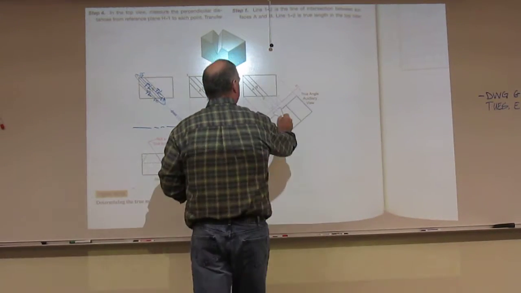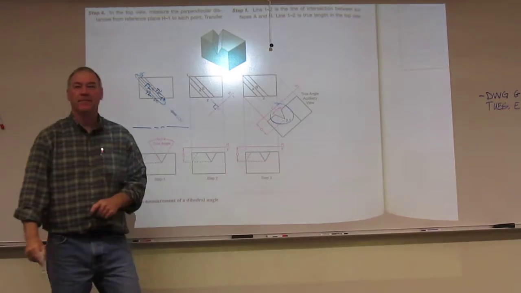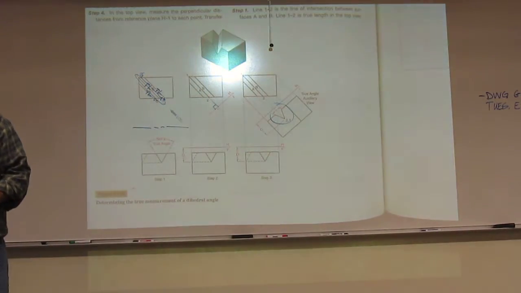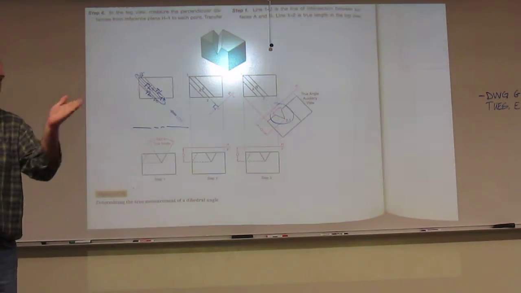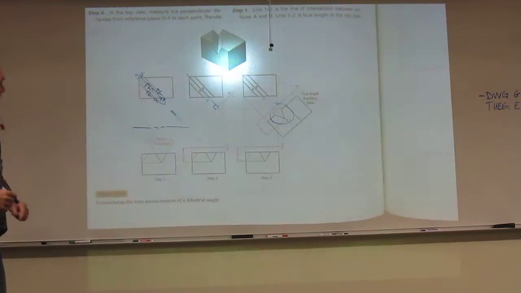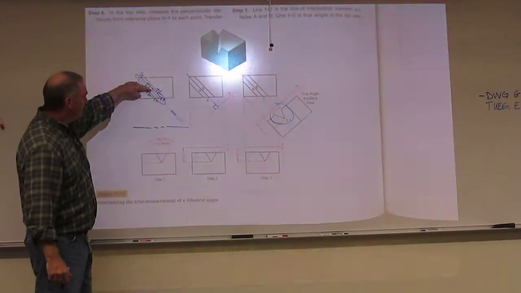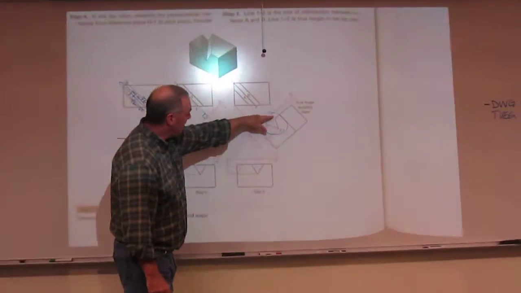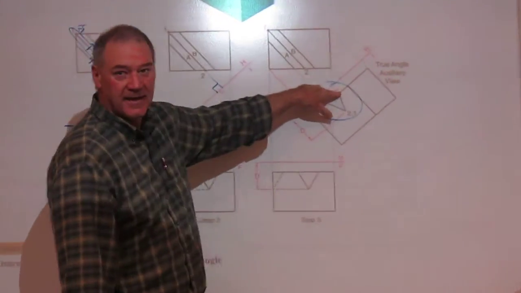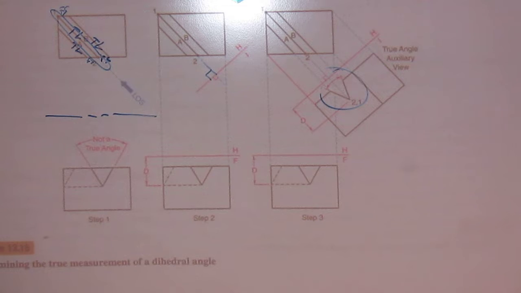What do we get? True size and shape of that plane. So edge view, I guess, really is what it is, but it's true size and shape of the cut. Because we took this line, we found it true length, then we went perpendicular to it, and we see both planes on edge.